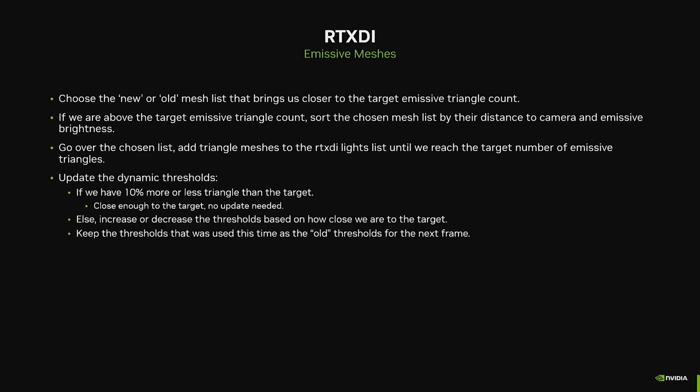And then we keep the thresholds that were used this frame for the next frame as the old thresholds. And optionally, we can also only update 1 or 2 thresholds per frame. This is useful when we are close to the target. So we just take small baby steps toward the target instead of suddenly having 1,000 more triangles, if we have 1,000 more triangles that have the same emissive brightness and are similarly close to the camera.